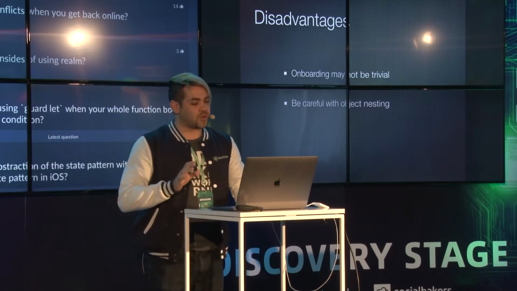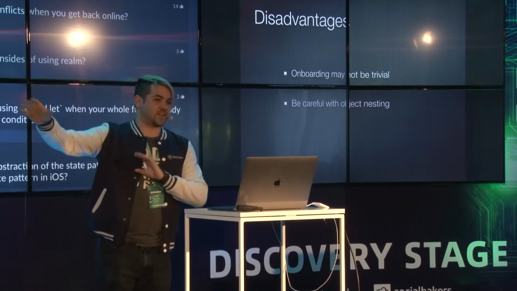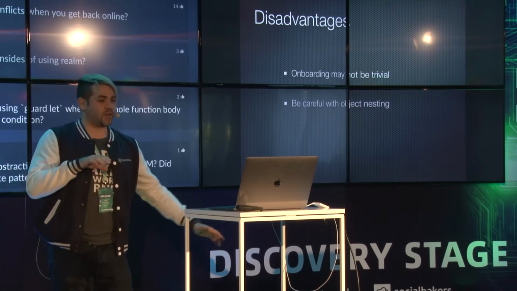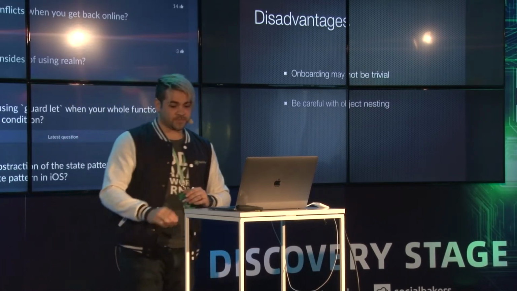The reason I bring that up is because your API and your data model on your backend may be designed in such a way that the objects are supposed to be nested in a certain way, but you don't necessarily want to do that on mobile.